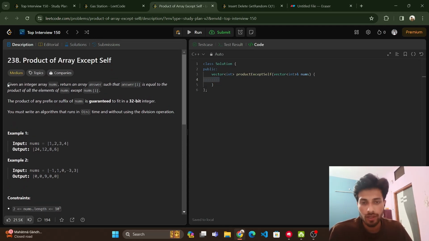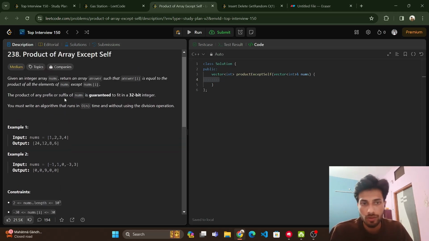Given an integer array nums, return an array answer such that answer[i] is equal to the product of all the elements of nums except nums[i]. The product of any prefix or suffix of nums is guaranteed to fit. You must write an algorithm that runs in O(n) time and without using the division operation.